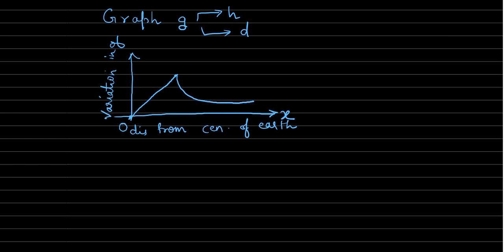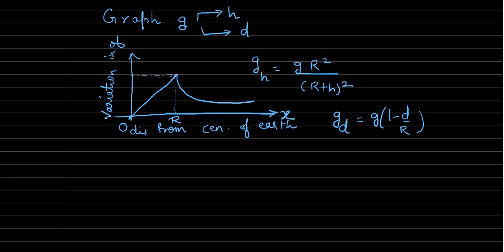So this point, at which g is taking the maximum value, is exactly the surface of the earth. So this is holding the coordinate capital R, because we have gh equal to g into R square upon (R plus h) whole square, and g with depth is g(1 minus d upon R). So when we are going from O to A, it is following this relationship, but when we are going from A ahead, that is A to B, it is following this relationship.